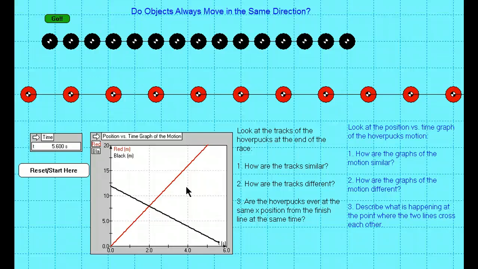Not only would that be helpful to be able to tell us what happened in the past, it might be helpful in letting us determine what's going to happen in the future. So go ahead and pause, answer those questions, and this is the third and final of the Hoverpuck simulations.